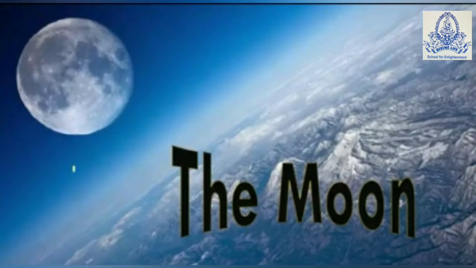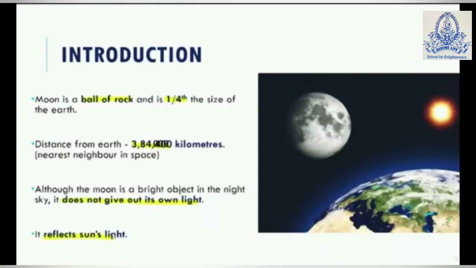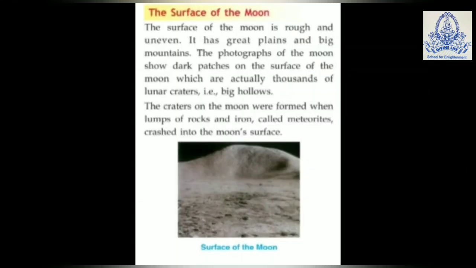We all know that Earth and other planets move around the sun. The moon moves around the earth and it is our closest neighbor in space. It looks big because it is close to us, and the distance from Earth is 384,000 kilometers. The moon is a ball of rock and it is 1/4 the size of the Earth. Although the moon is a bright object in the night sky, it does not give out its own light. It reflects the sun's light.